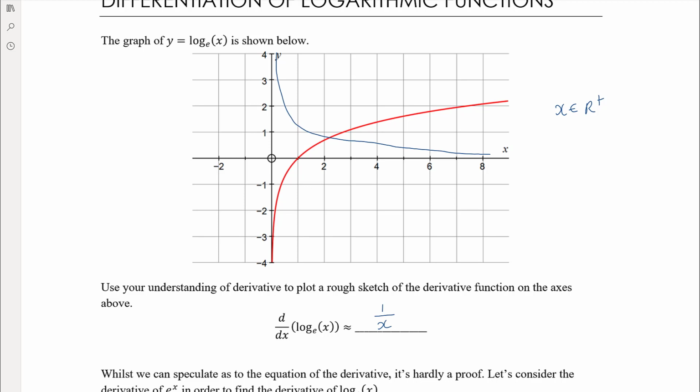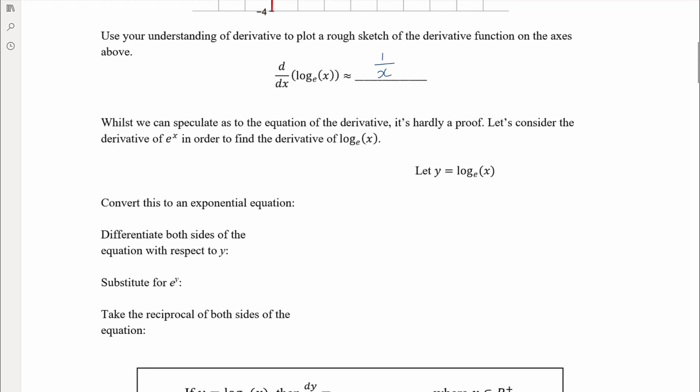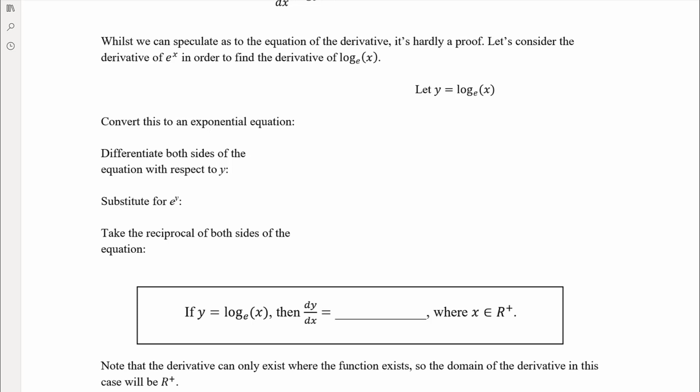Okay, so let's have a look at a way that we can prove this using what we know about our derivative of e to the power of x. This is quite a simple proof. You should certainly be able to follow this. No derivatives by first principles required here. So if we let y equal log e of x, and then we convert that to an exponential equation, that's the same as saying that e to the y is equal to x. I might write that the other way around actually. So let's say x is equal to e to the y.